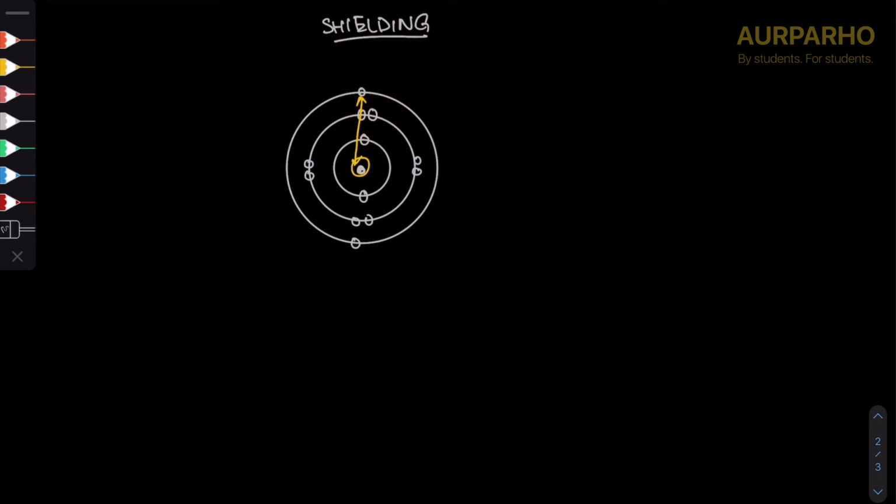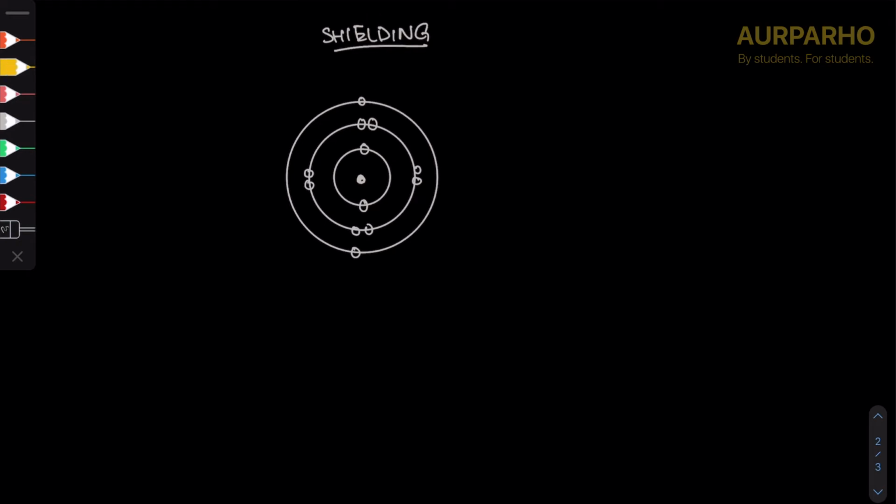Let's relate this to what we just studied. What did we just study? We studied the successive ionization energies, right? So let's say we remove this electron and we remove this electron. Now the next electron that we remove has to be one of these 8. Now let's say we choose to remove this electron. We just talked about shielding and we know that this experiences a smaller nuclear force than these electrons, right? So we had to overcome a smaller force, so we required less energy.